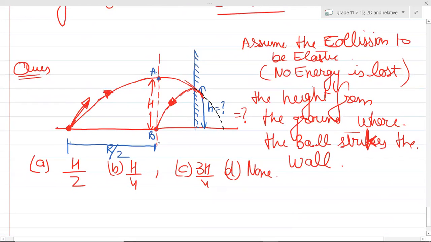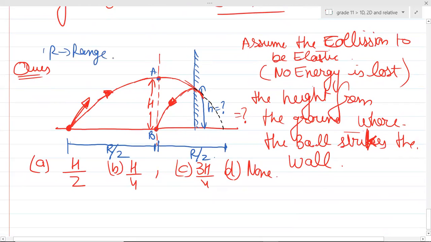Now, what will be this distance if this object would have kept going on? What would this be? This should be R by 2, right? Yes or no? Yes, sir. Now tell me, R is the range, right? Yes, R is the range.